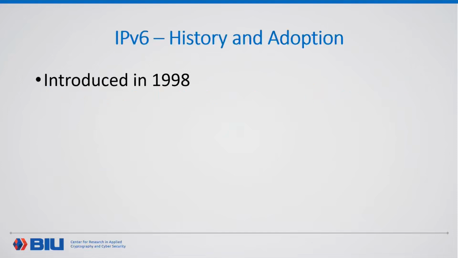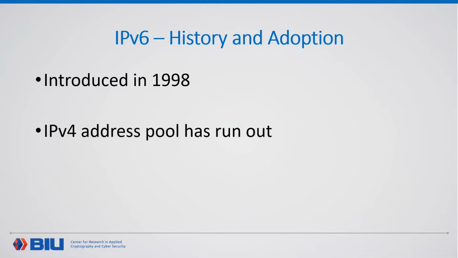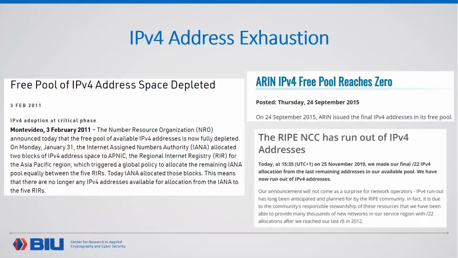Let's begin with a short introduction of IPv6. IPv6 is the latest Internet protocol and it was introduced in 1998. It has seen many changes since then and became an Internet standard in 2017. One of the catalysts toward the IPv6 transition is that the IPv4 address pool has run out. All of the IPv4 address pools of the regional registries, such as RIPE, have already been allocated to the ISPs.